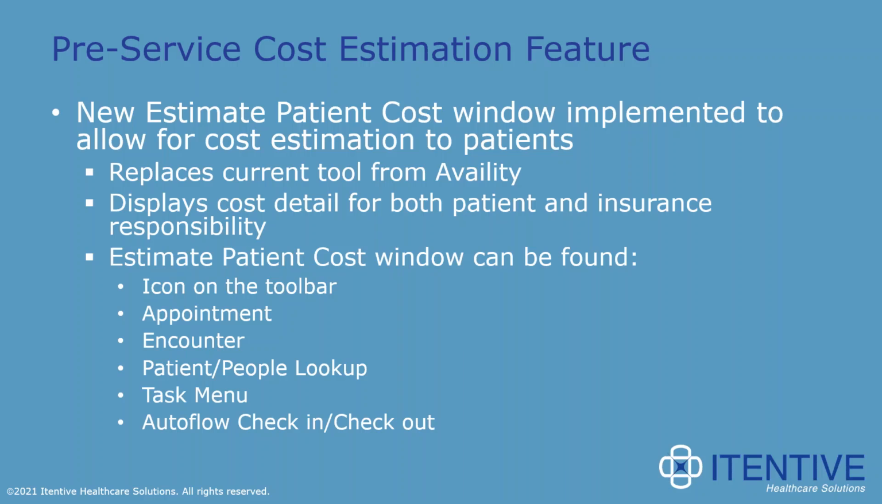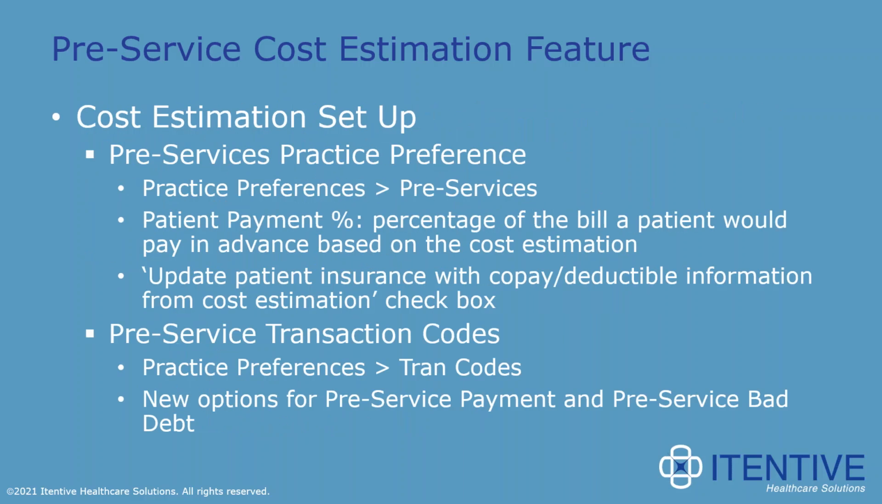This estimate patient cost window can be found in a few places in the PM application. For example, as an icon on our main toolbar, under our appointments, an encounter, both the patient and people lookup windows, under the task menu, and even as part of our autoflow sequence if you choose to set that up. There is some configuration that may need to be done prior to using this feature, depending on which parts of the tool you plan on using.